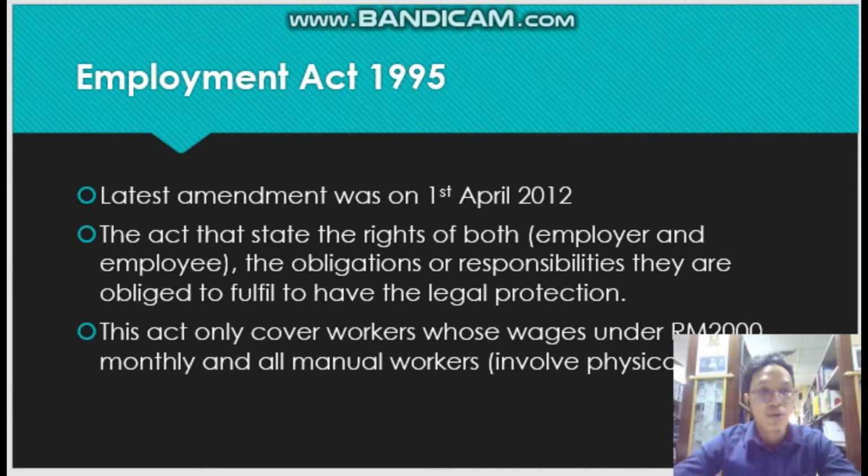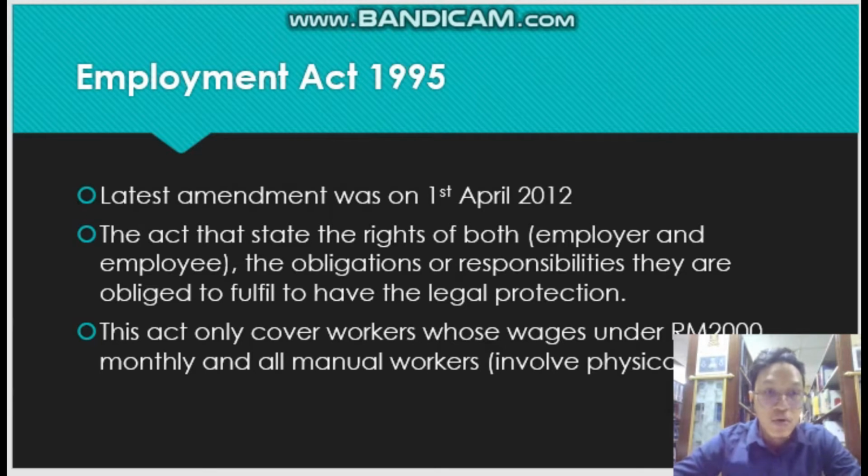So according to the Employment Act 1995, whose latest amendment was on 1st April 2012, the Act states the rights of both employer and employee, the obligations or responsibilities they are obligated to fulfill, and the legal protection they have.